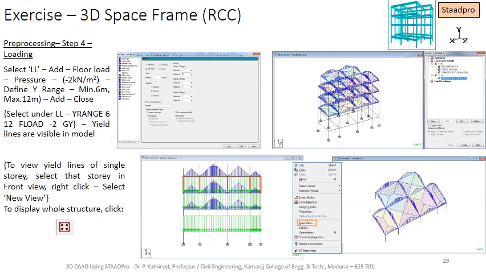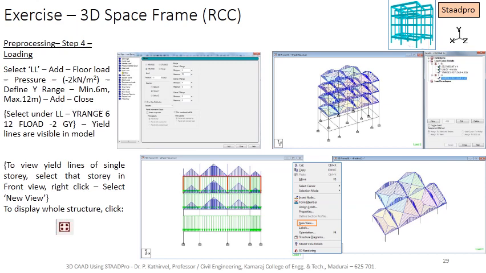Similarly, the live load on the slabs are also entered as floor loads. Now select LL, which is the second load case on the right side window. Click Add Floor Load. Under pressure, enter -2 kN per meter square. Since it is a residential building, for all rooms, here we assume the live load as 2 kN per meter square. In case the value changes based on the occupancy, the value can be changed.